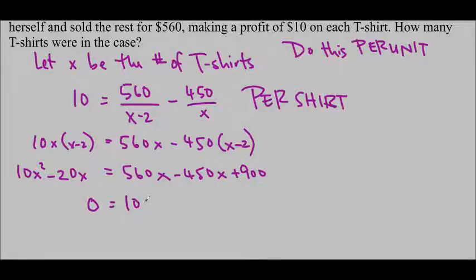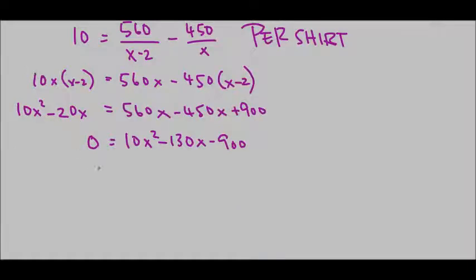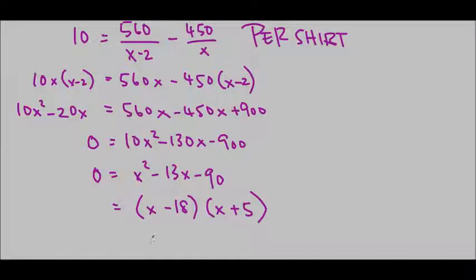So 0 equals 10x squared minus 130x minus 900, and I can actually factor out a 10 and just cancel it out. So I get 0 equals x squared minus 13x minus 90. You can use the quadratic formula or you can factor. This actually ends up being x minus 18 times x plus 5. So we know we have x equals 18 or x equals negative 5 as our solution.